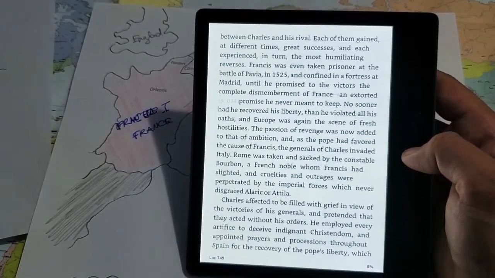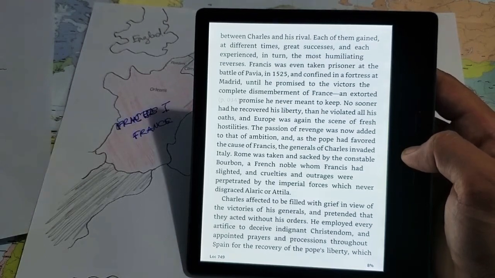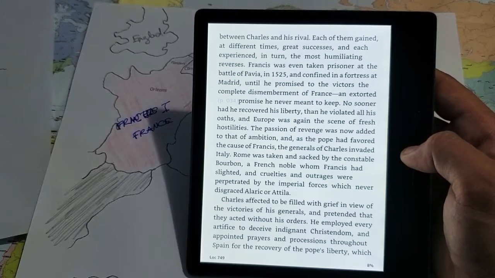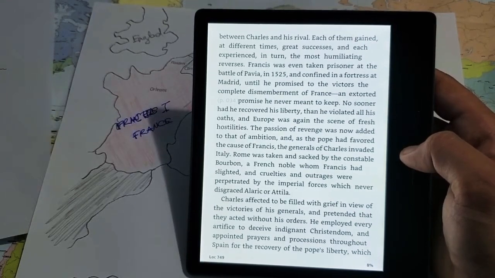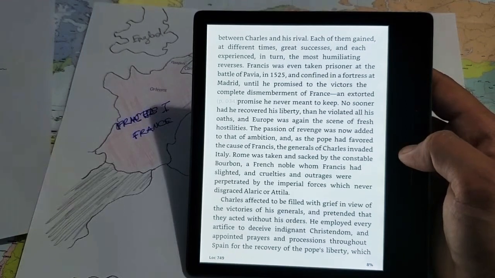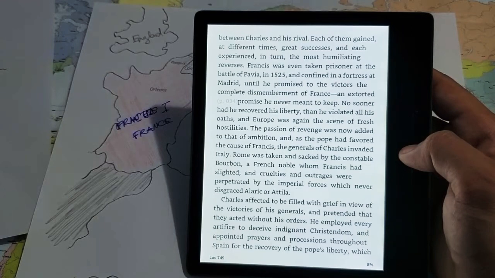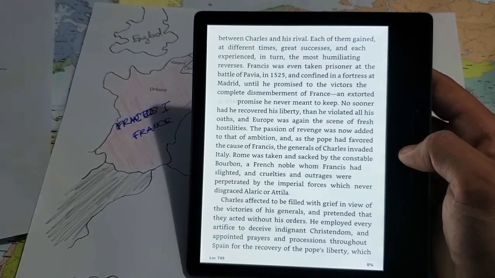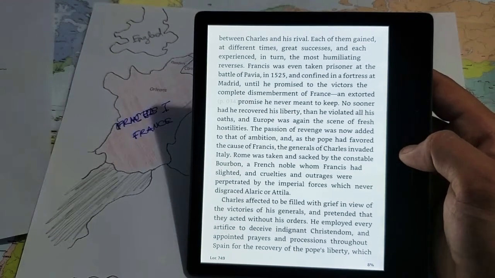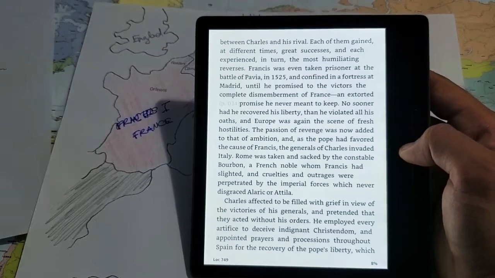No sooner had he recovered his liberty than he violated all his oaths, and Europe was again the scene of fresh hostilities. The passion of revenge was now added to that of ambition. And as the Pope had favored the cause of Francis, the generals of Charles invaded Italy. Rome was taken and sacked by Constable Bourbon, a French noble whom Francis had slighted, and now he was working for Charles, the Holy Roman Emperor. And cruelties and outrages were perpetrated by the imperial forces, which never disgraced Alaric or Attila.